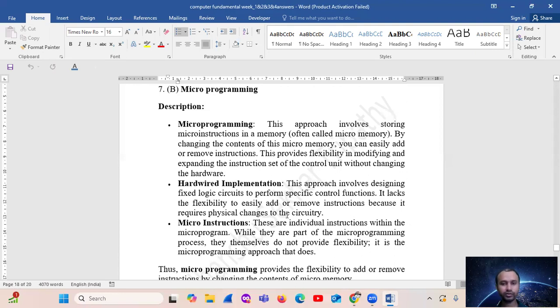So hardware implementation क्या है? This approach involves designing fixed logic circuits to perform specific control functions. It lacks the flexibility to easily add or remove instructions because it requires physical changes to the circuit. Microinstruction क्या है? These are individual instructions within the microprogram. While they are part of the microprogramming process, they themselves do not provide flexibility. So it is the microprogramming process. इसका आंसर हो जाएगा microprogram.